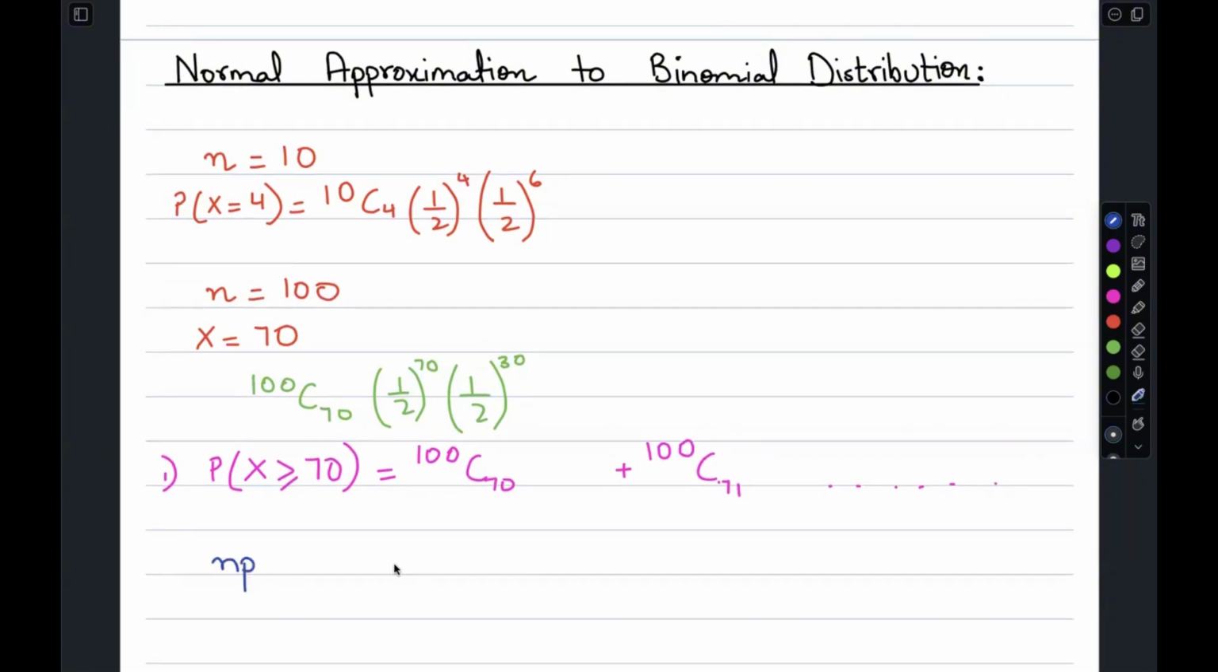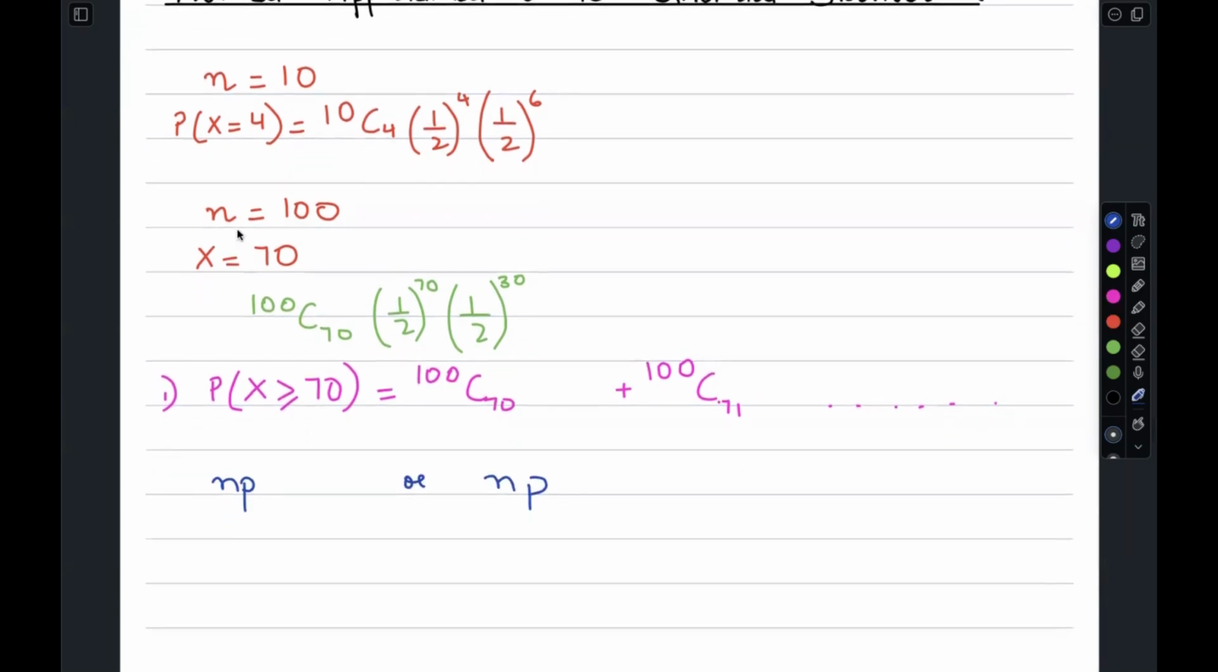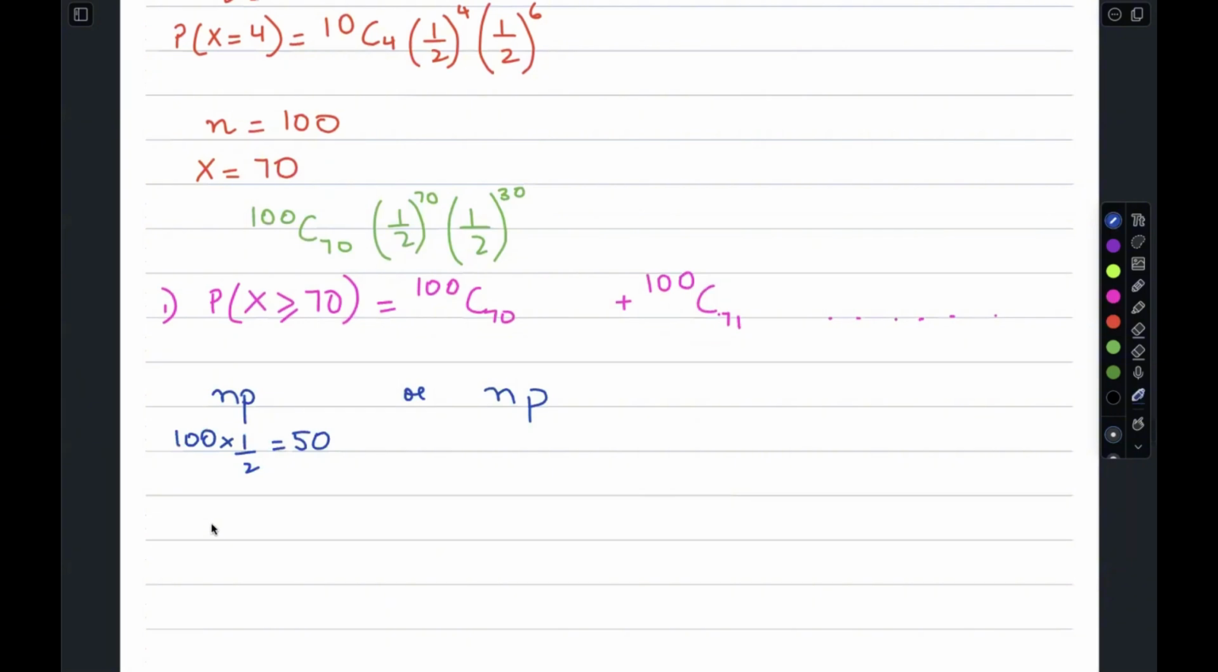Now, to decide whether we use normal approximation to binomial distribution, we find the value of np or nq. So in our case, in this question, we had n as 100 and the probability of heads was half. So we'll multiply and this comes out as 50. The general idea is that if np is greater than 5, in that case, a binomial distribution can be approximated as a normal distribution.